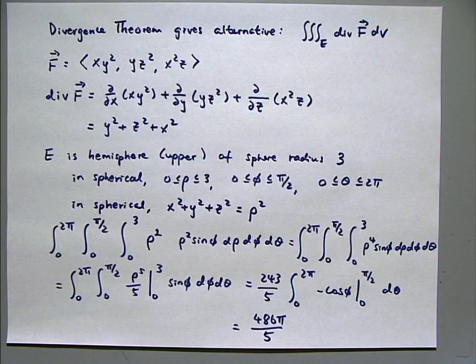Divergence of f, this will be 4x cubed minus nothing. There's no y here, so nothing out of here, plus 4xy squared. If I factor the 4x out, then I have 4x times the quantity x squared plus y squared.